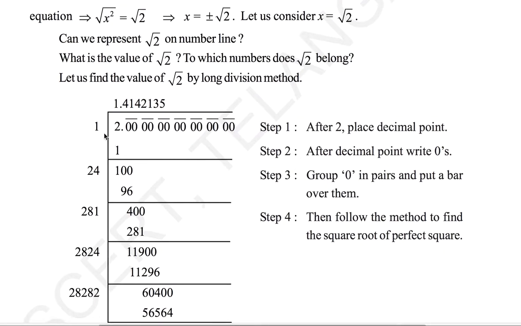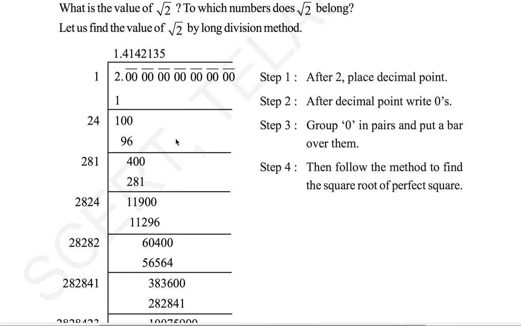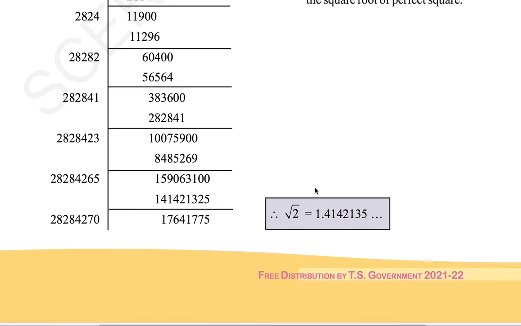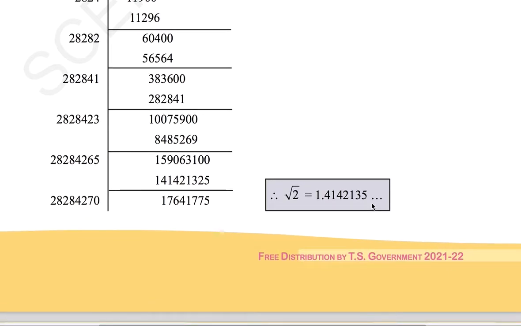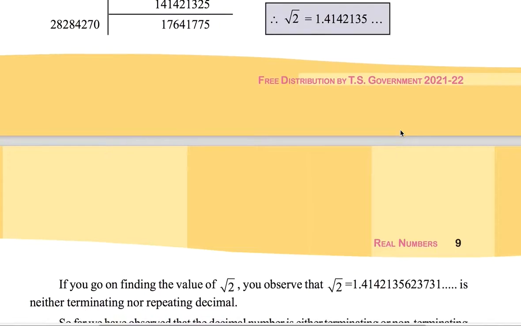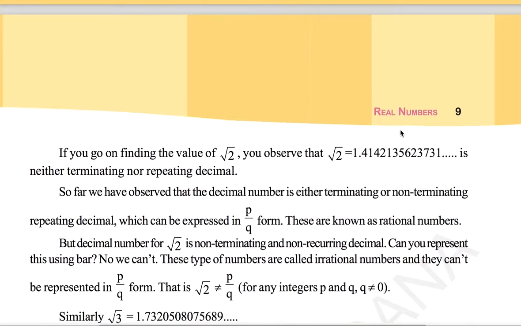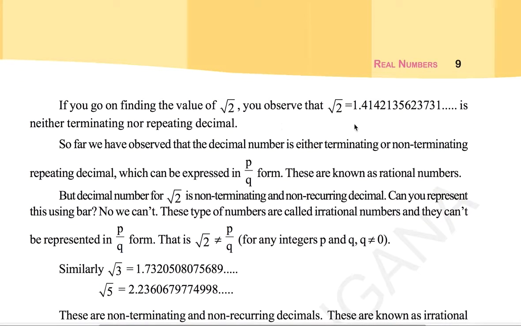We can find it by using the long division method. See, here it is not stopping anywhere. The number of decimal places keeps increasing without a particular pattern. 1.4142135 and so on. If you go on finding the value of root 2, you will observe this: it is neither terminating nor repeating decimal.